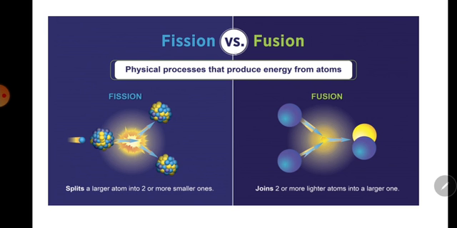Fission versus fusion reaction. Both are physical processes that produce energy from atoms. In fission, a heavy nucleus is disintegrated into two smaller nuclei, and in fusion, two smaller nuclei combine and a heavy nucleus is formed.